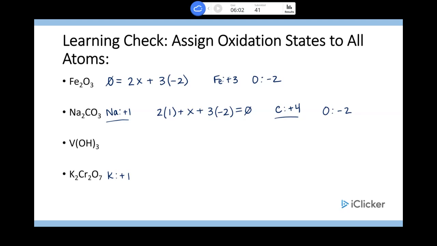Next we have vanadium, which we don't know the oxidation state for, so we'll put that as X. We have 3 oxygens, which have an oxidation state of -2, and 3 hydrogens, which have an oxidation state of +1. We set all of that equal to 0. Solving for X, we get +3. So vanadium is +3, oxygen -2, hydrogen +1.